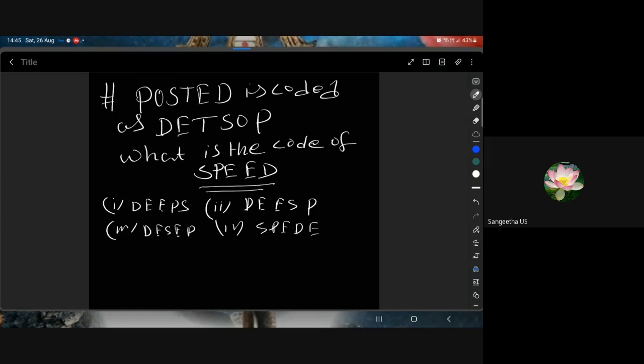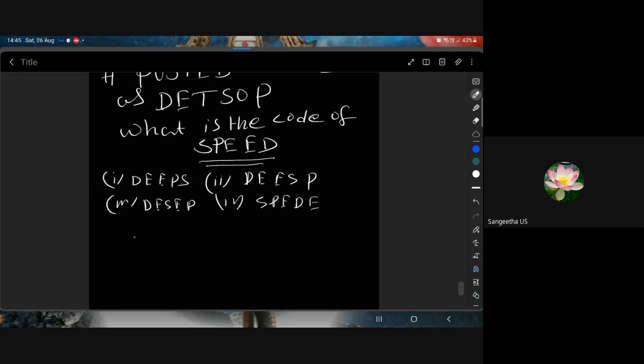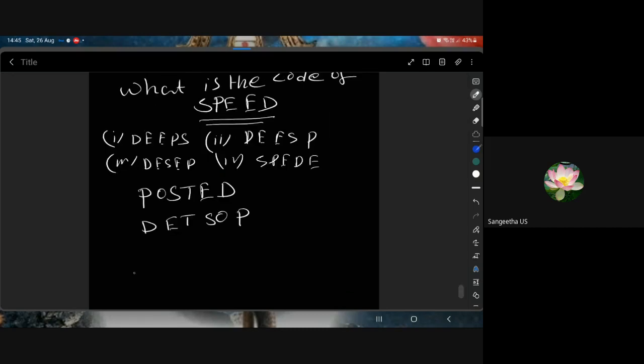So here, if you see, posted is written as that's up. Now we find the code of speed. Any idea? Can you crack the code? It's the reverse. See, posted and that's up: the last three letters, TED, are written as DET, so they are just reversed. And the next letters, POS, are written as SOP, so again reversed. So the code is DEEPS. Understood?